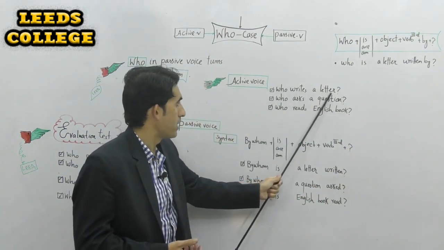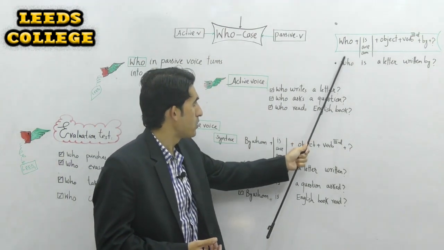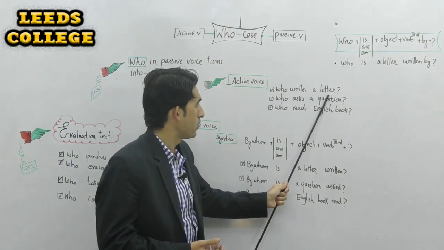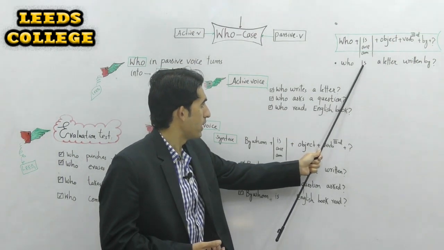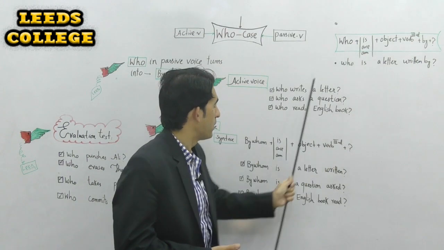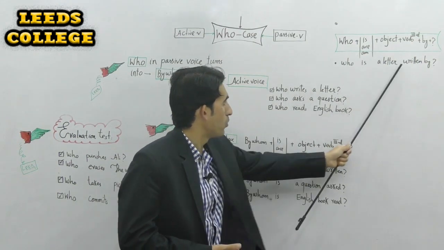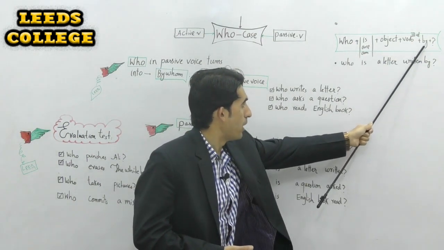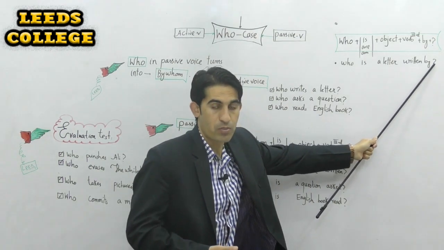According to the given formula, we are going to change the first active voice into passive voice: who writes a letter. According to the formula, the sentence begins with who, a letter is singular, we use the singular auxiliary is, then it will be followed by the object, we have a letter, and the past participle of writes, we have written, and at the end we have by, and it takes the question mark.